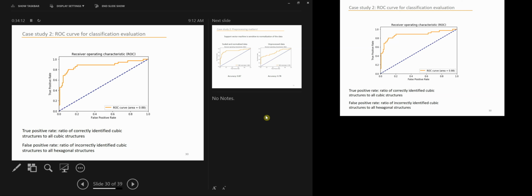So ideally in the ROC curve, we want to be as close to the top left portion of the curve as possible. So the area under the curve is a very important metric. And here, for example, it's 0.88.